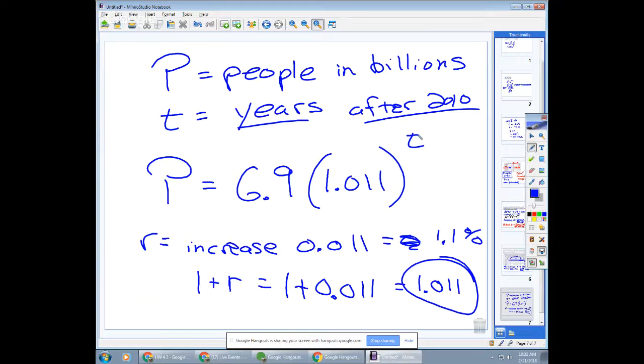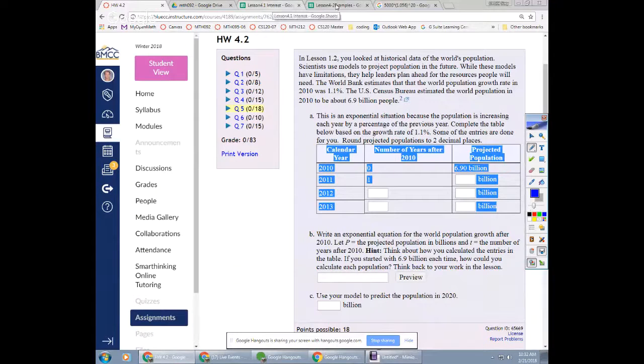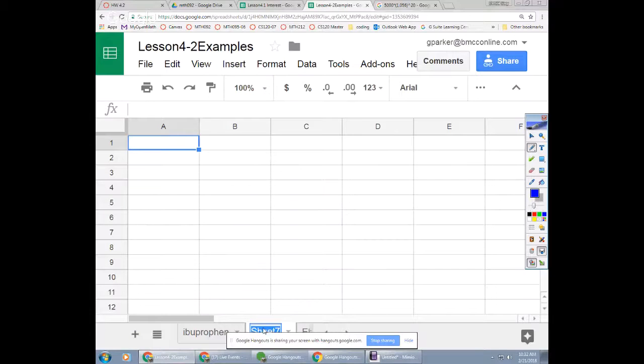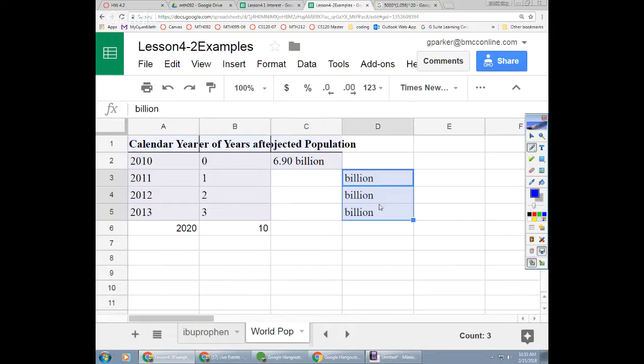So this is one I can put in a spreadsheet real easy. So I'm going to demo that here. I can just copy this whole chart, bring it into my Google Sheet. So let's see, this is 4.2. I'll add a sheet for world population. And then I can just come up here and paste it in. And this will be 2 years later. This will be 3 years later. 2020, Matt said, would be 10 years later. And then over here, I'm just going to take the word billions out and move it to the side.